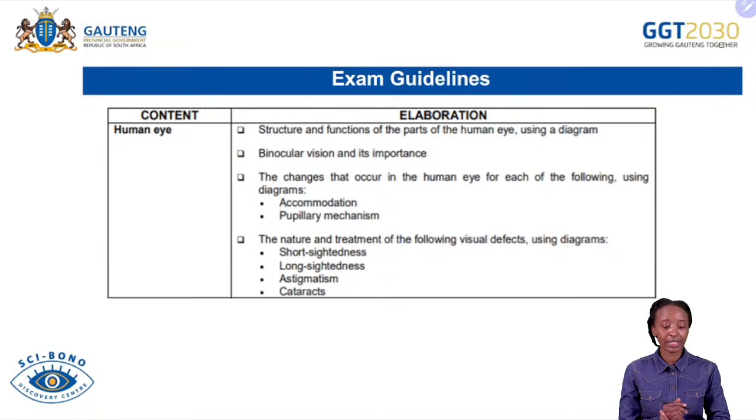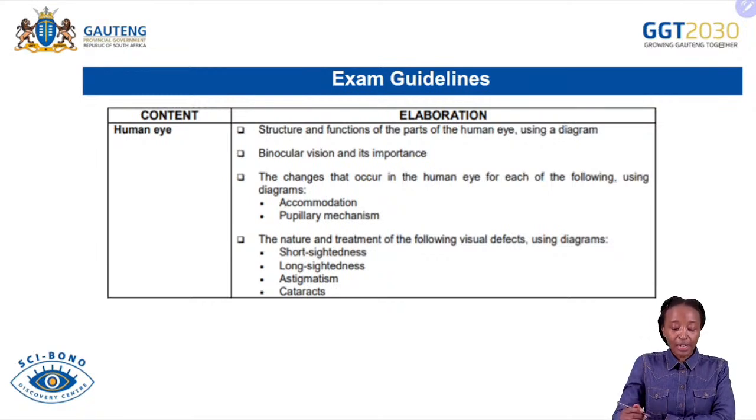So what we need to study for the human eye in grade 12 is to look at the structure and the function of the parts of the eye using a diagram. You need to know the binocular vision and its importance, the changes that occur in the human eye for each of the following using the diagrams: accommodation, pupillary mechanism, also the nature and treatment of the following visual defects using diagrams, that is short-sightedness, long-sightedness, astigmatism, and cataracts.